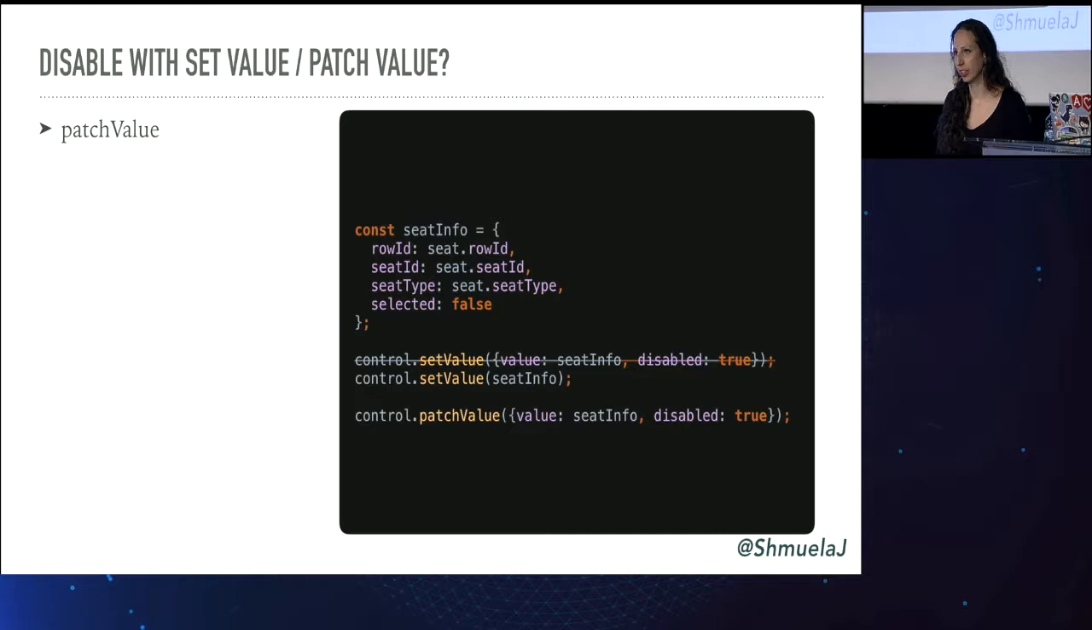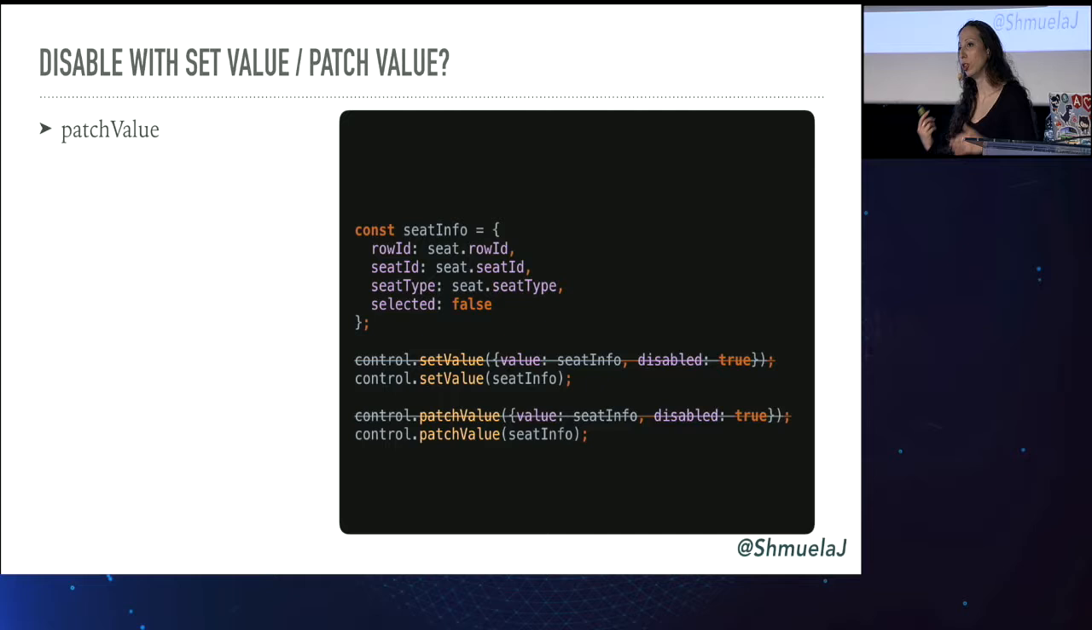So patch value and set value, when we're talking about a form control, they're implemented exactly the same way. They have different implementations when we're talking about form groups or form arrays. But for form controls, it's just the same. So also in patch value, we just don't have this option.